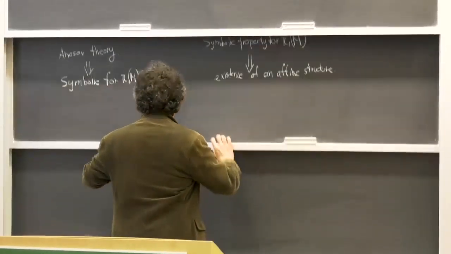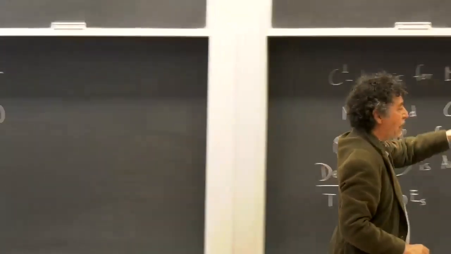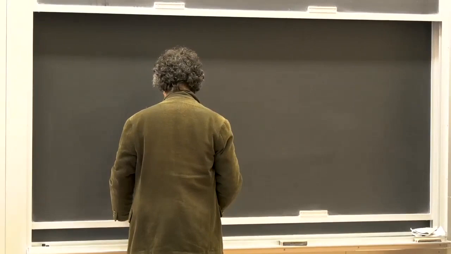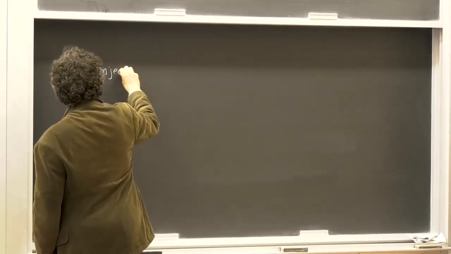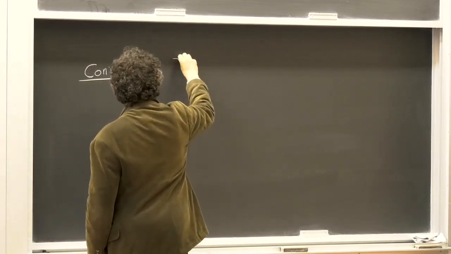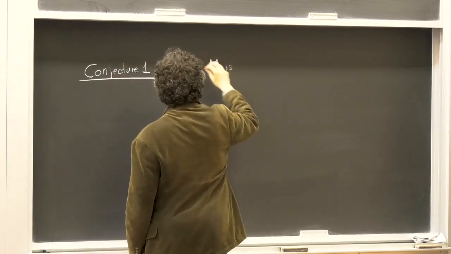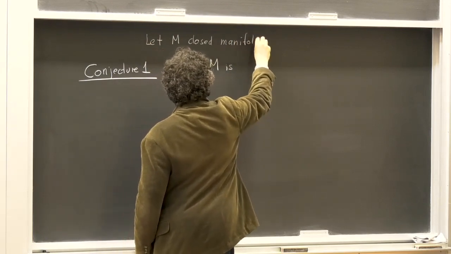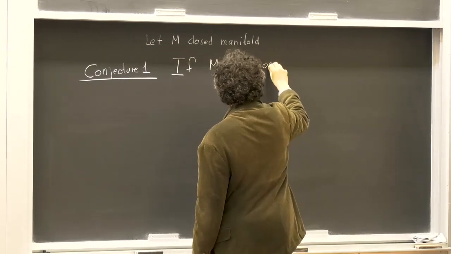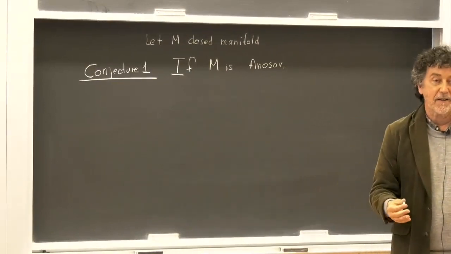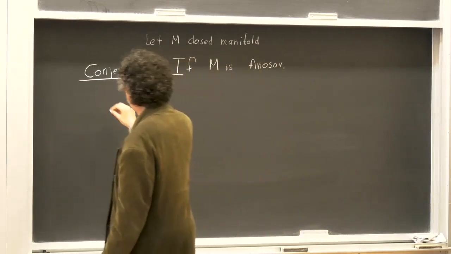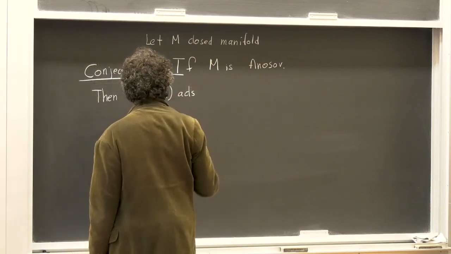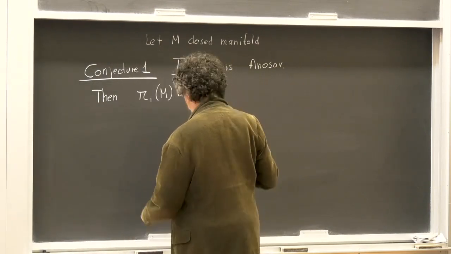And now my first conjecture is the following. Conjecture 1. Let M be a closed manifold, then if M is Anosov, by this I mean if M admits some Anosov diffeomorphism, then pi 1 of M acts on itself. There is an action.